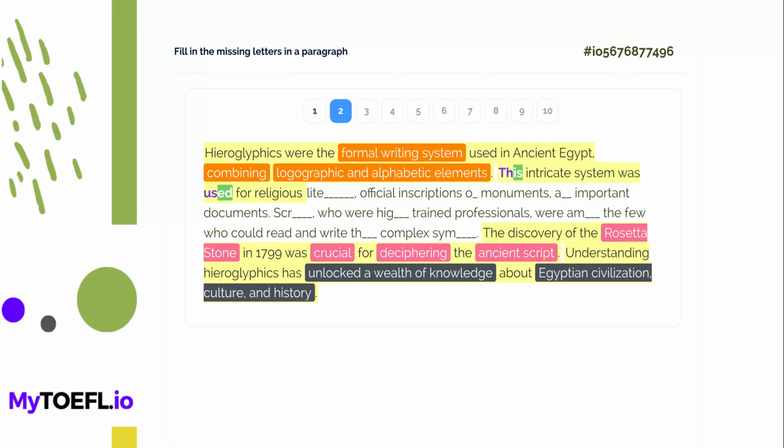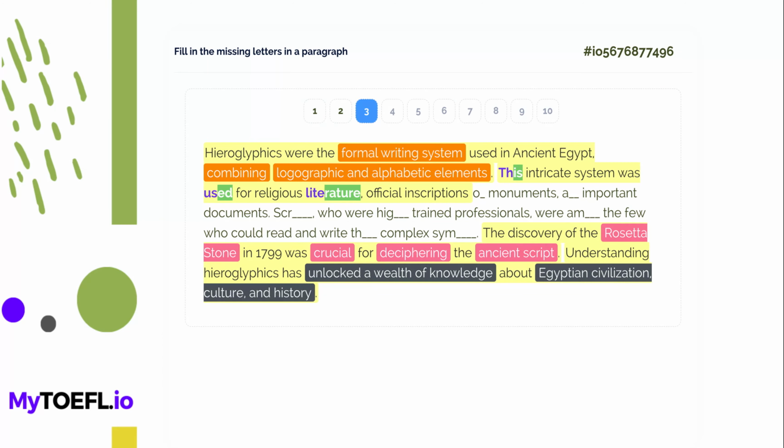Let us tackle the third blank. This intricate system was used for religious literature, official inscriptions, blank monuments. The question provides the letters L, I, T, and E and contains 6 spaces. We are looking for a noun that is modified by the adjective religious. The context discusses writing and documents. Based on the given letters, the word referring to written works, especially those of artistic or intellectual value, is literature.